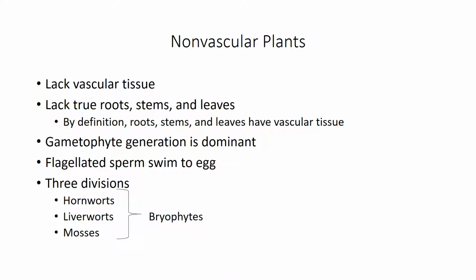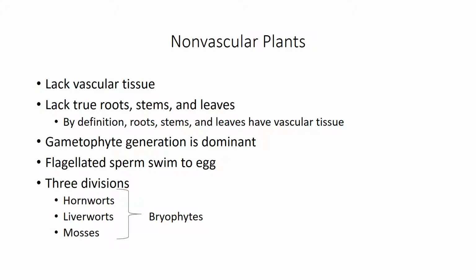Now, non-vascular plants, just like their name, lack vascular tissue. They do look kind of leafy, but they're called root-like, stem-like or leaf-like, because they really don't have true roots, stems, or leaves. By definition, roots, stems, and leaves have vascular tissue. The gametophyte generation is dominant. You have flagellated sperm swimming to the egg in a continuous film of water.